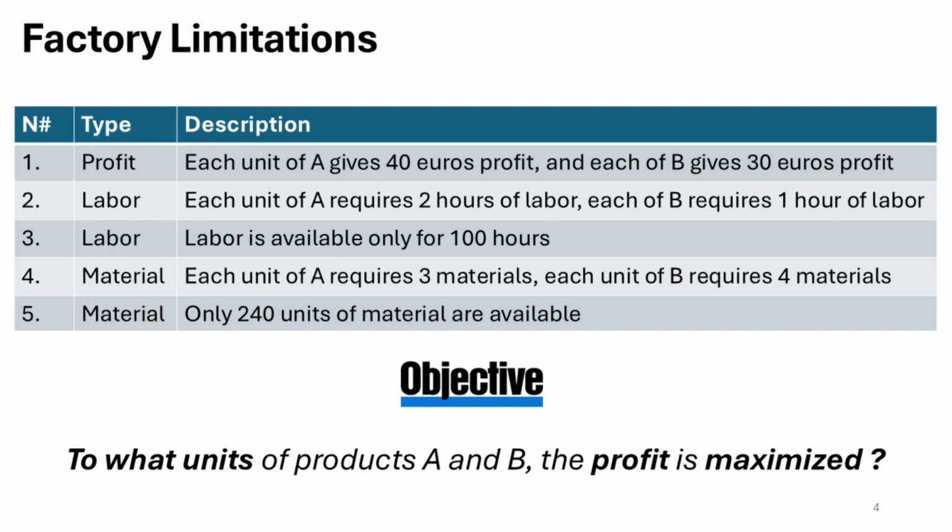Let's look at the specific rules our factory must follow. First, we consider profit. Each unit of Product A earns 40 euros, while each unit of Product B earns 30 euros. Next, we look at labor. Product A is more difficult to make, requiring 2 hours of work, while Product B only needs 1 hour. We are limited to a total of 100 labor hours. Finally, we have our materials. Product A uses 3 units of material, and Product B uses 4 units. We only have 240 units of material available in total. Our objective is to calculate exactly how many units of A and B we should produce to maximize our total profit.